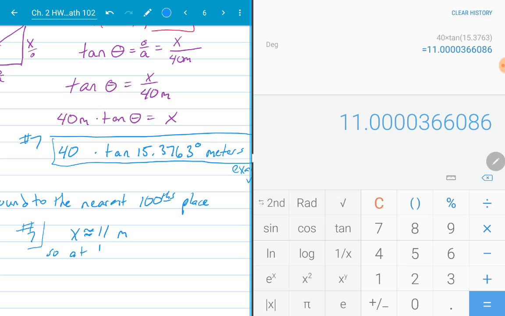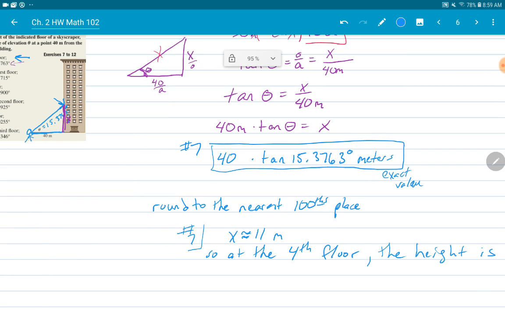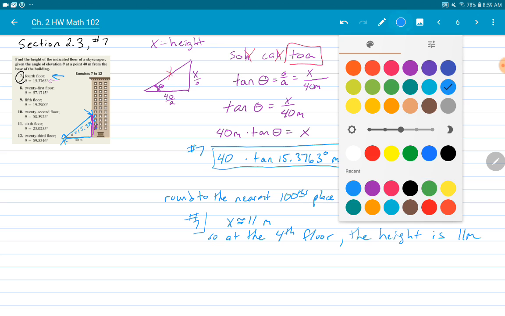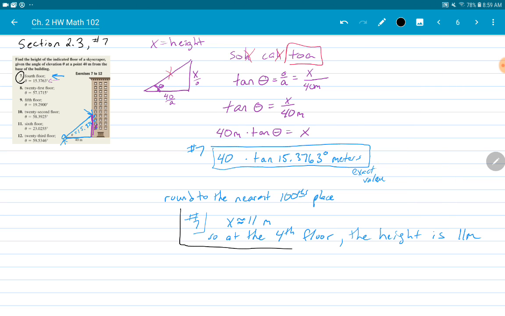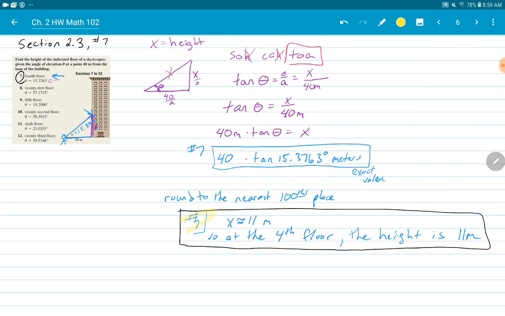So at the 4th floor, the height is 11 meters. So that is the answer for number 7. Let me make that pretty for a second. So this is my final answer for number 7.